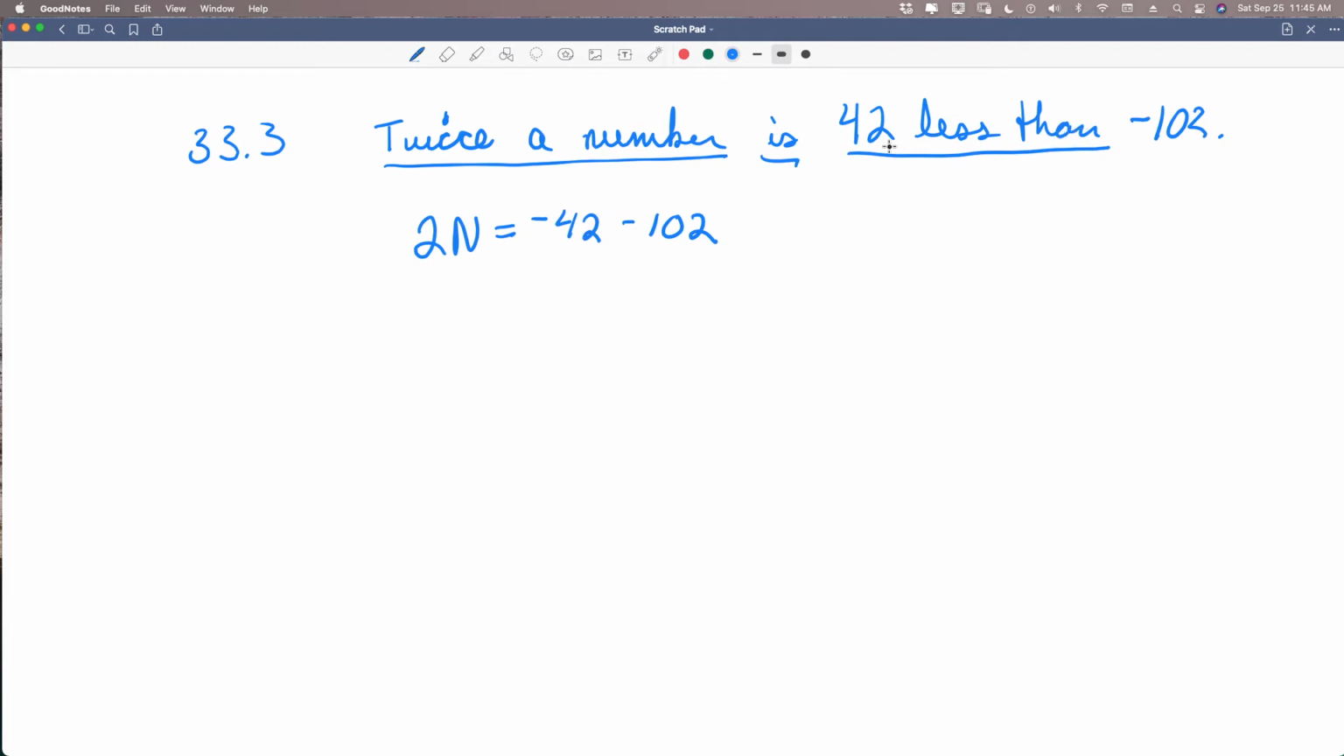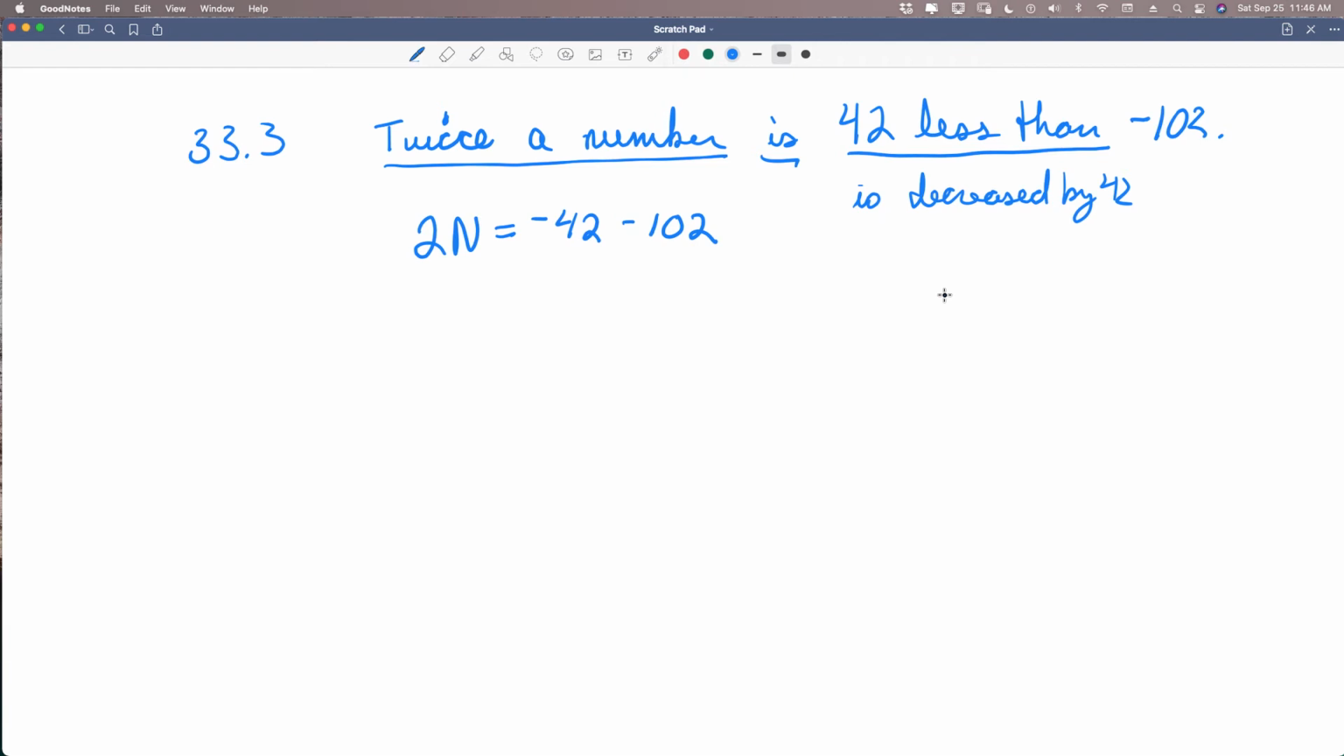Worry about this. Now, you're going to see some more that say, it might say 42 more than, or 42 greater than. That means addition. 42 less than, or you could also say is decreased by 42. That would be the same thing. Twice a number is decreased by 42. That's a minus 42. It's the same thing. It's just a fancy way to say 42 less than or subtract 42. All right, so these two are the same type of phrase. All you have to do now is solve the problem because now we know how to set it up.